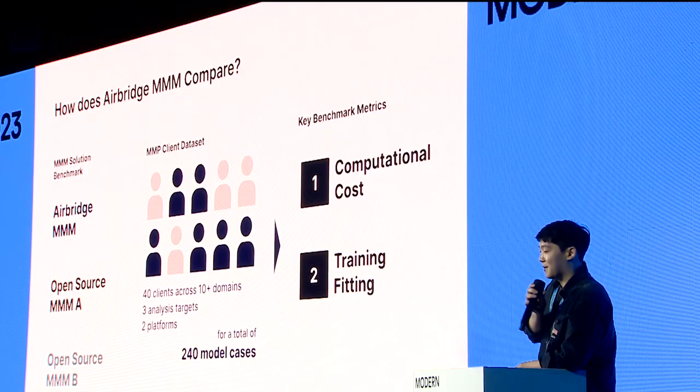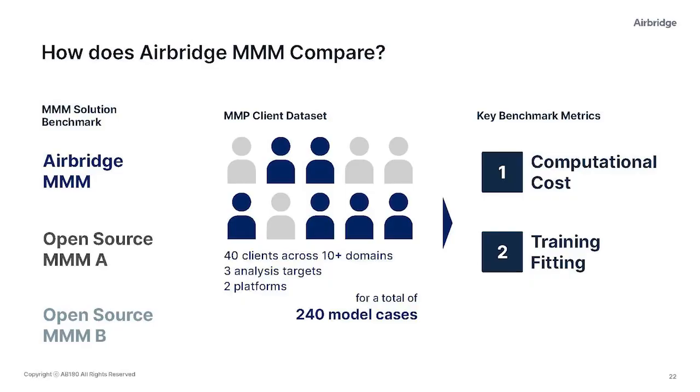As for benchmark metrics, we chose to keep it simple and measure computational costs, which basically means how long each model took to fit to the data, in order to gauge model agility and reliability, as well as model training fit metrics like R-squared and percentage error to gauge model performance and stability.